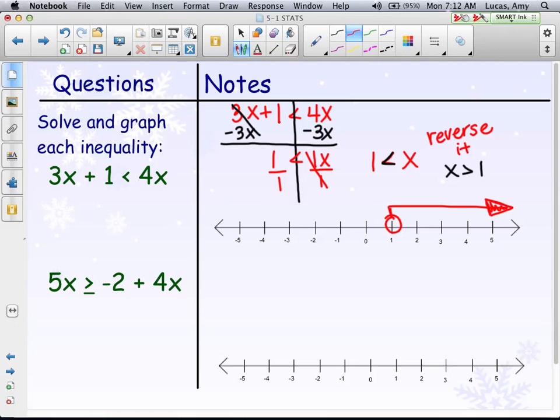Okay, the next one. 5x is greater than or equal to negative 2 plus 4x. I am going to leave the 5x alone because it's by itself on the left-hand side. Subtract away the 4x.